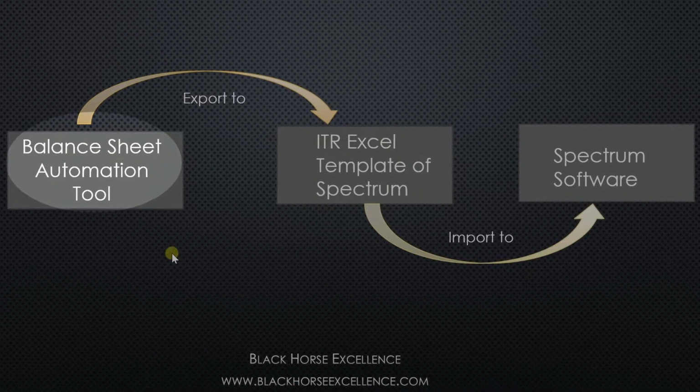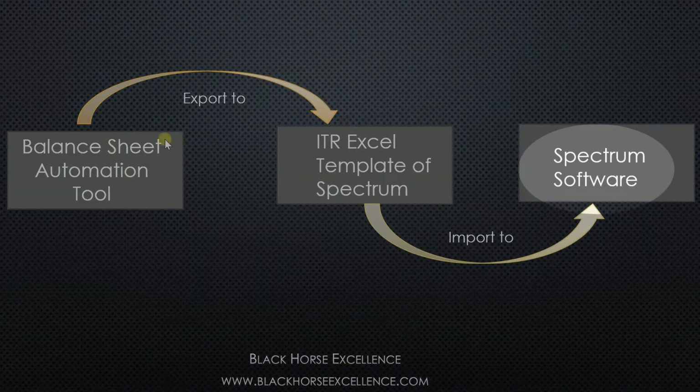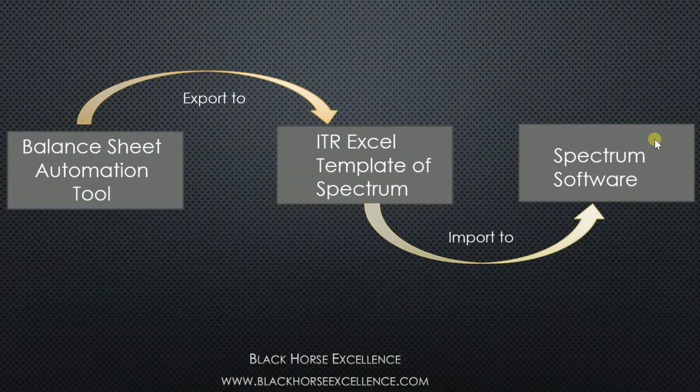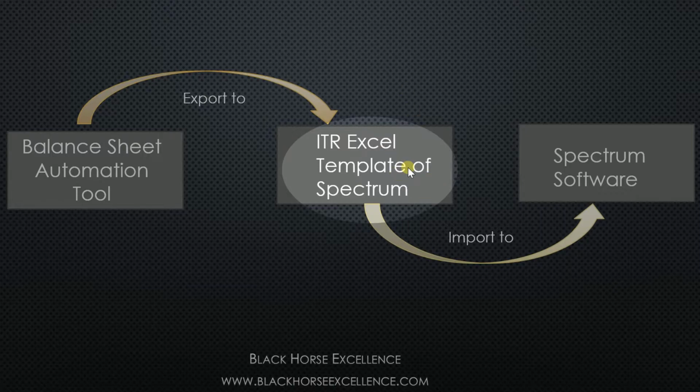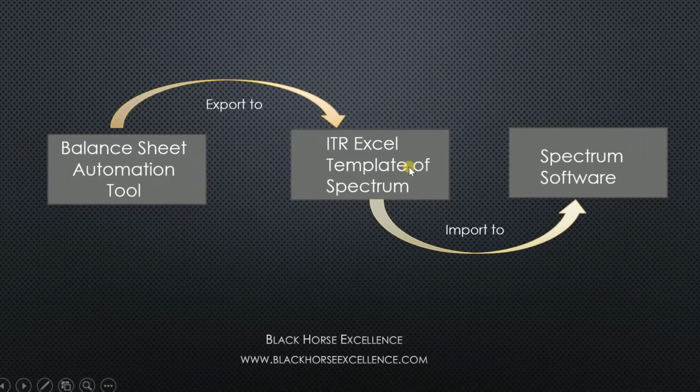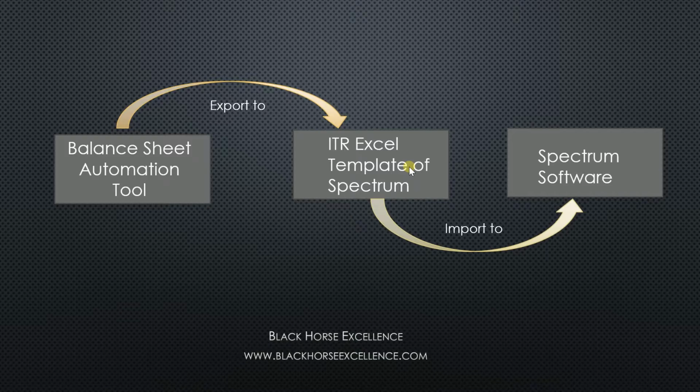One is the balance sheet automation tool, second one is Spectrum software, and third one is the Excel template given by Spectrum software. So the process is from the balance sheet automation tool, the ITR balance sheet and P&L will be exported into the Excel template of Spectrum software, and that particular Excel you can import into Spectrum software. So your process of manual filling of ITR balance sheet and P&L is completely automated.